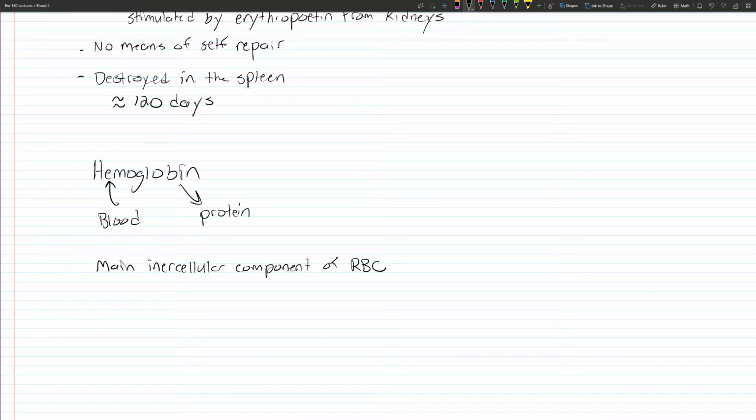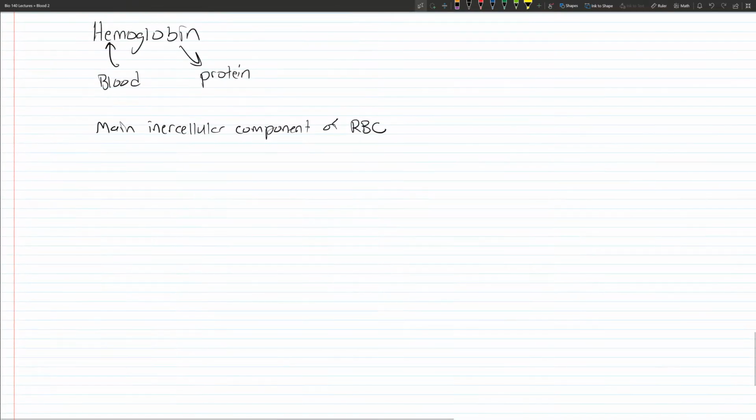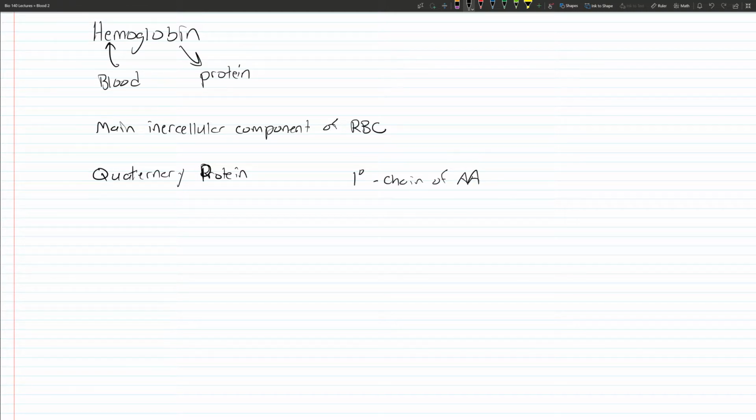Hemoglobin itself is a quaternary protein. What this means is you have three foldings, three stages of a protein. Remember, stage one is the chain of amino acids. Number two is the twisting of the chain. Third is further twisting.